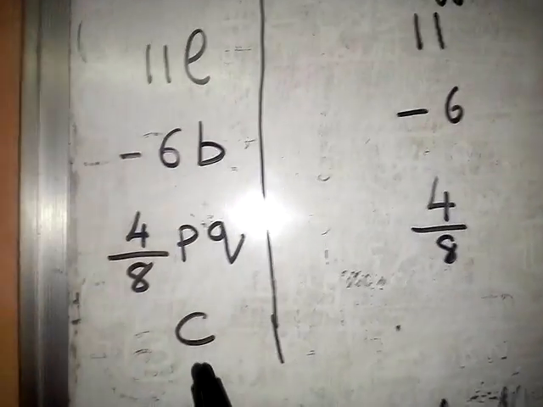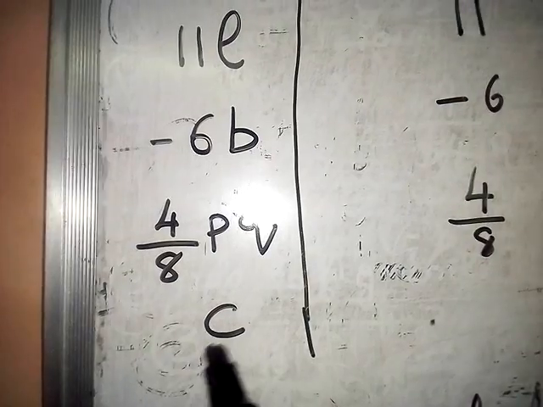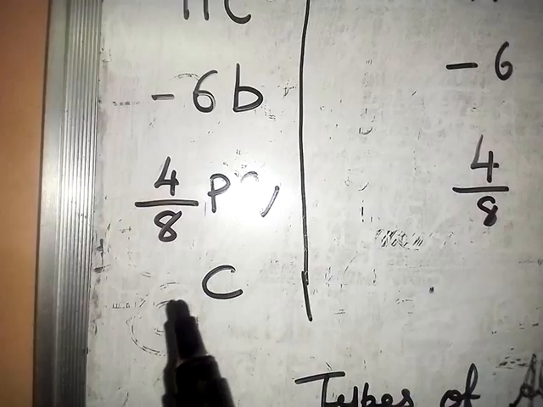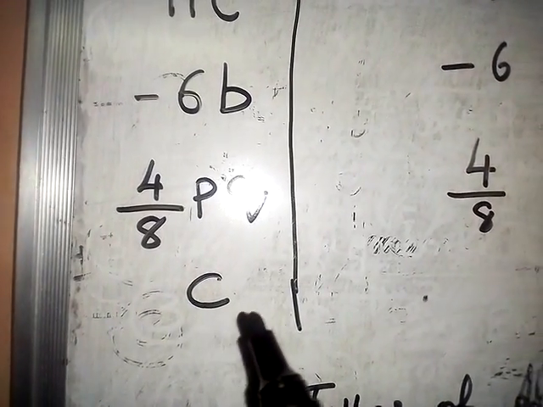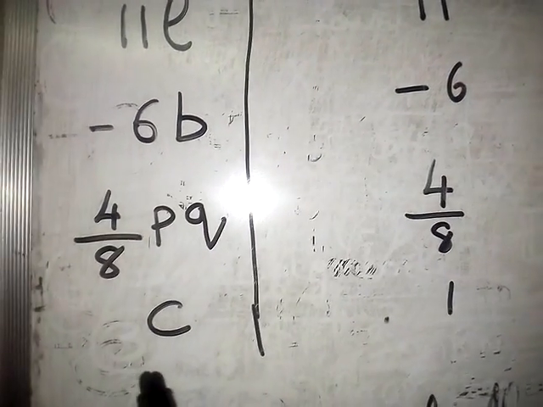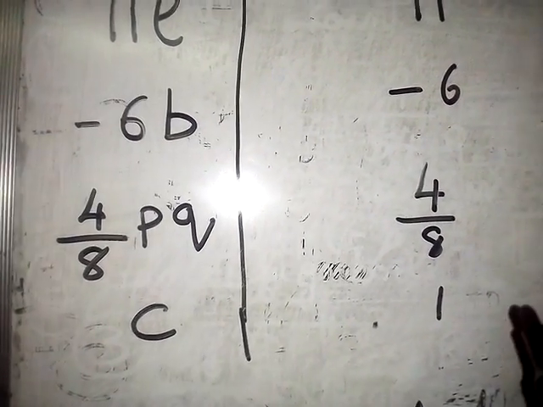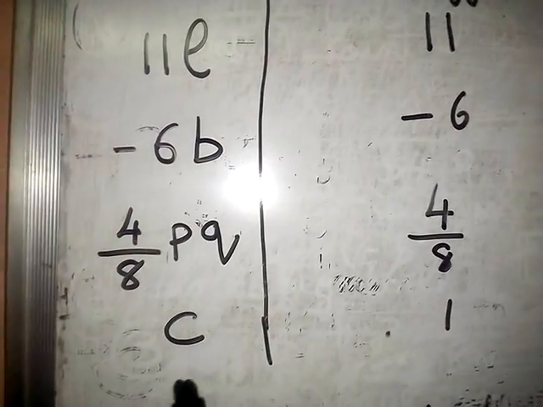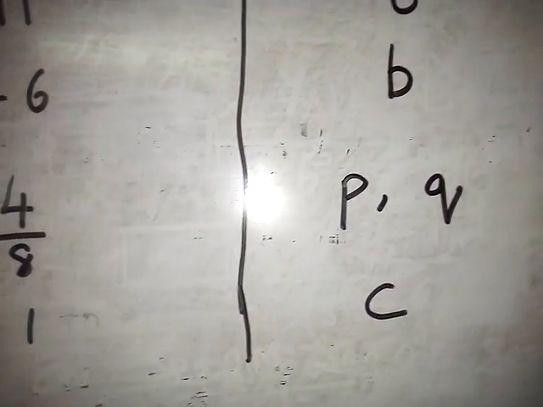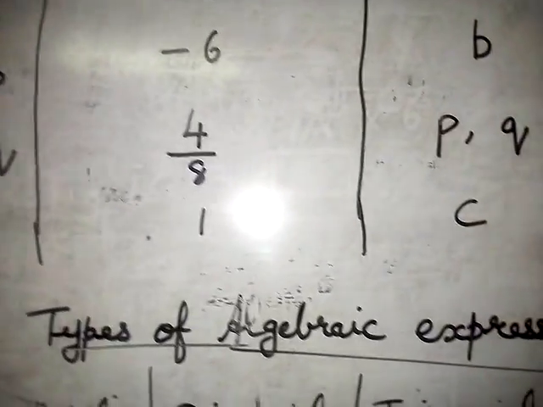Next, you have only the variable. You don't have a coefficient over here. If you don't have any number, you have to consider the coefficient as 1. Only the variable is there, so the coefficient is 1 and the variable is C. Got it?